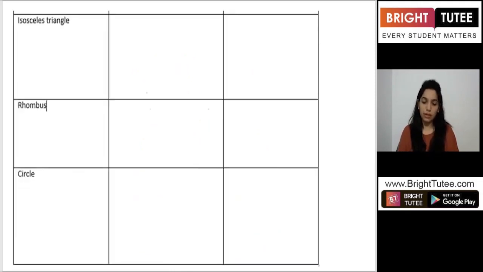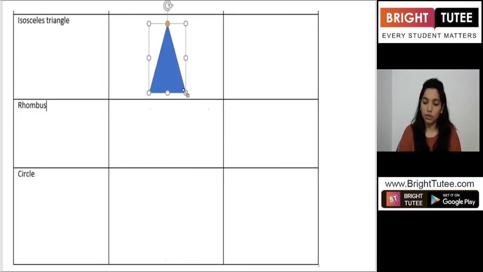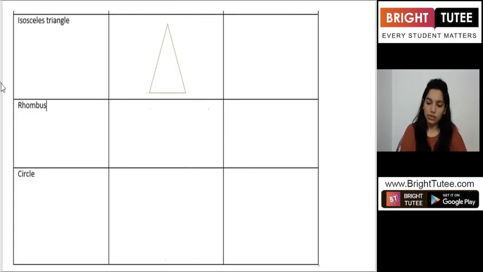Moving to the next one, it is the isosceles triangle. What is the property of an isosceles triangle? Isosceles triangles are those which have 2 sides equal, right? So this is an isosceles triangle, say. If I divide it like this, exactly 1 line of symmetry is possible. So this is 1 line of symmetry for an isosceles triangle.